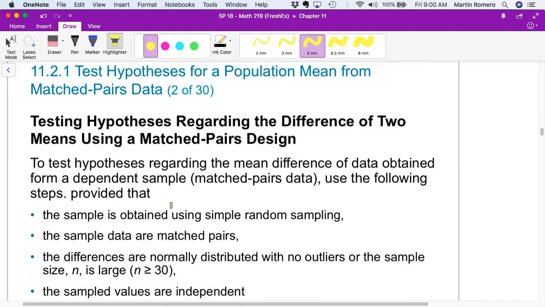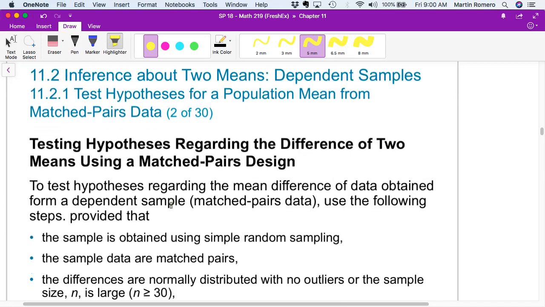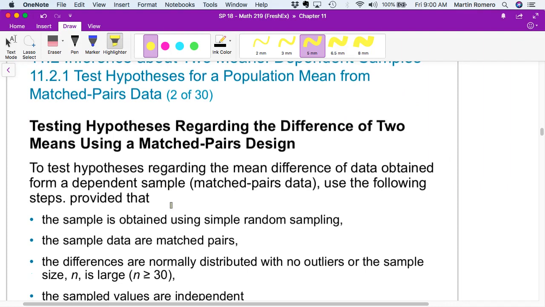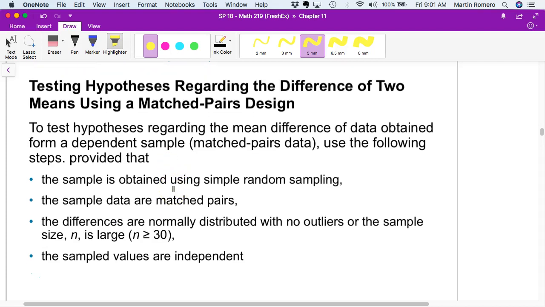In order to do that, what that means is you're comparing two groups that have been matched in some way, husband and wife, president with their opponent. Sometimes you're even looking at before and after results of the same person, and you're trying to see if there's a difference. To run this, you should have your 11.2 note sheets out, and you can see on that first page how we actually run a hypothesis test with a population mean from matched pairs data.